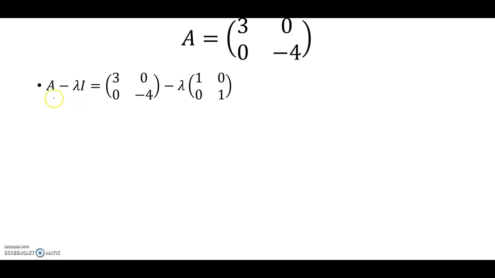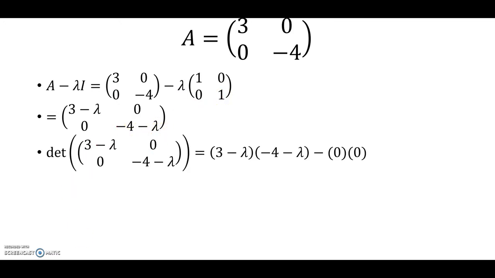So we proceed. We have A minus lambda times I. We distribute the lambda into the matrix: lambda times 1, lambda times 0, lambda times 0, lambda times 1, and then subtract it away. So we get 3 minus lambda because of the lambda that appears here. We get 0 here since we're doing 0 minus 0, 0 minus 0, and lambda times 1. So we have negative 4 minus lambda there.